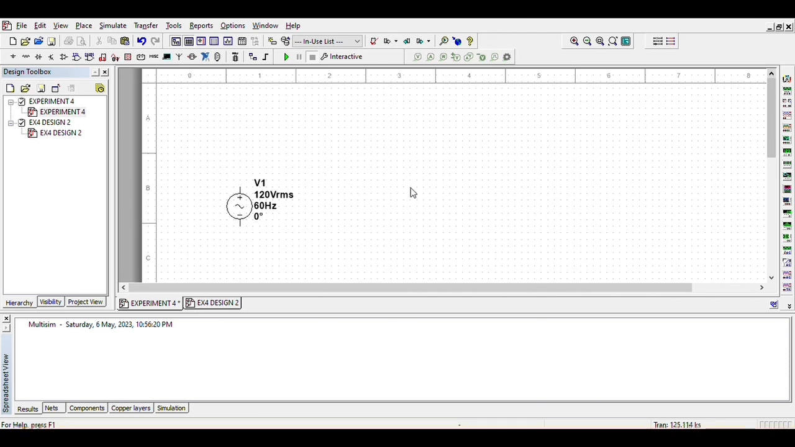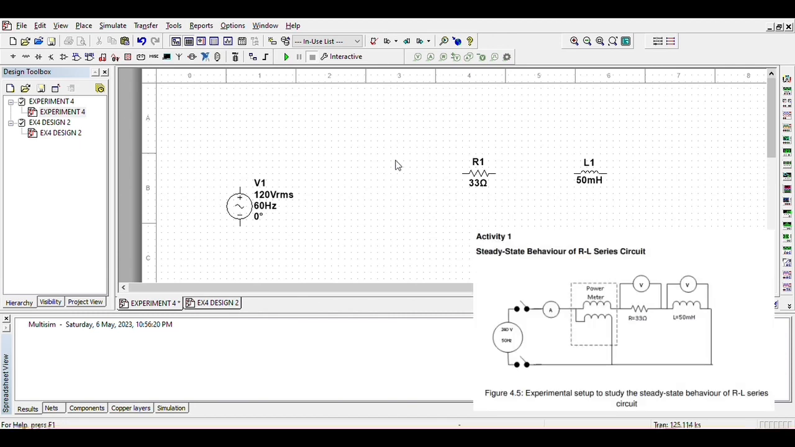So today I'm going to explain the simulation of experiment 4, which is called series RL and RC circuit, by using Multisim software. Now I'm going to explain activity 1, which is about steady state behavior of RL series circuit. Without further ado, we're going to recreate the circuit for figure 4.5 by using Multisim software.